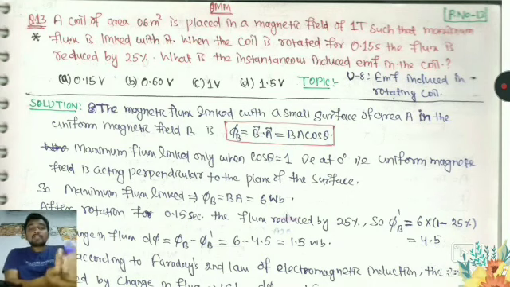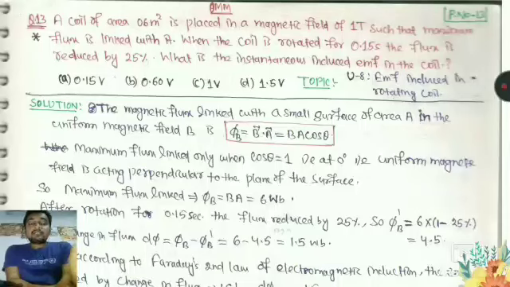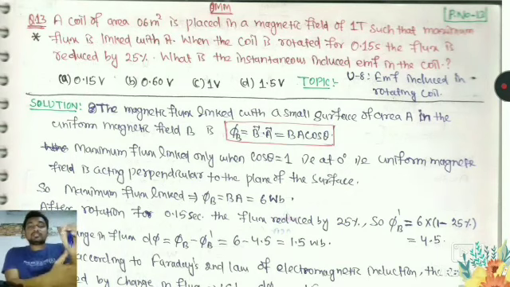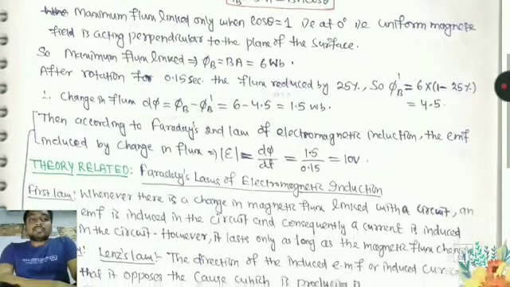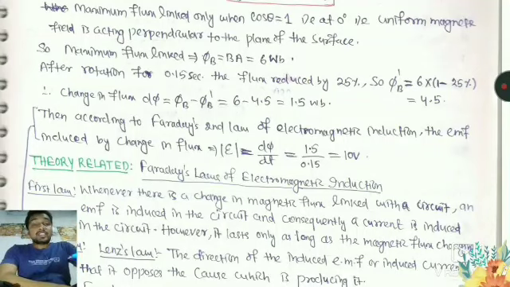So maximum flux will be B into A. B is given 1 Tesla, and area is given 6 meter square. So maximum flux linked will be 6 Weber. Okay. After rotation for 0.15 second, the flux is reduced by 25%. Remember, reduced by means if we take 1 as the total value, then the remaining is 1 minus 25%.